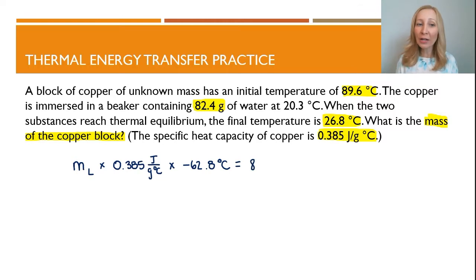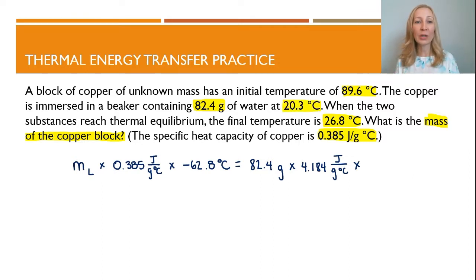which is gained by the water. So we have 82.4 grams of water. The water has a specific heat capacity of 4.184 joules per gram degree Celsius, and the change in temperature of the water is going from 20.3 degrees Celsius up to 26.8 degrees Celsius. When I submerge that hot copper in the water, the water heats up, and it heats up by 6.5 degrees Celsius. All of this goes in parentheses with a negative on the outside of it because we want these two sides to be equal.